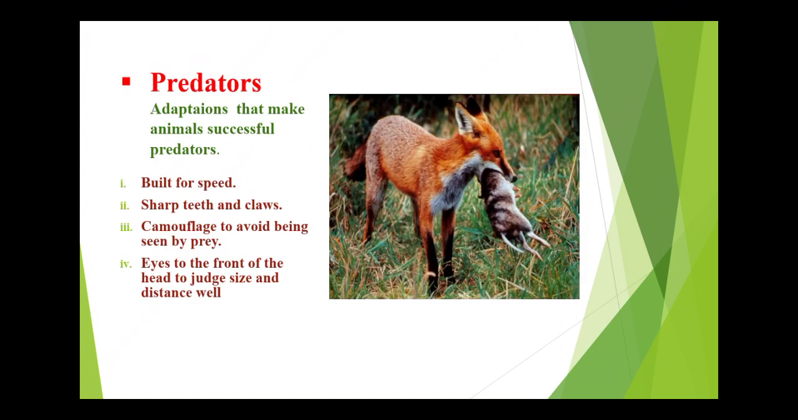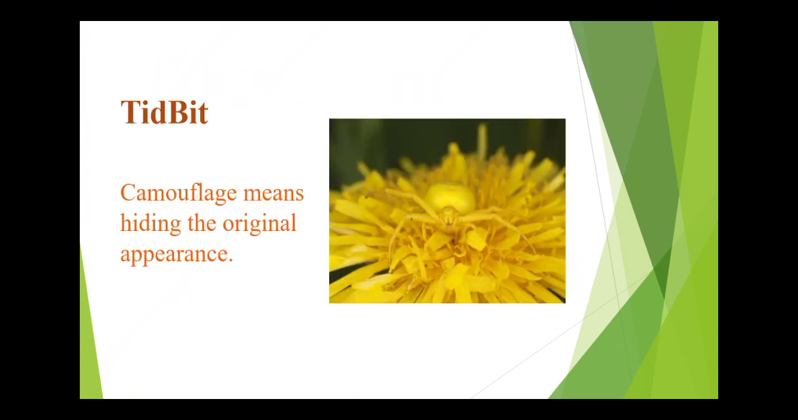Okay, adaptations of some predators that make animals successful predators. Number 1, built for speed. Sharp teeth and claws. Camouflage to avoid being seen by prey. Number 4 is eyes to the front of the head to judge size and distance well. What is the meaning of camouflage? Camouflage means hiding the original appearance from predators.